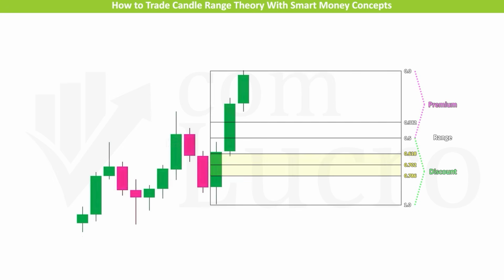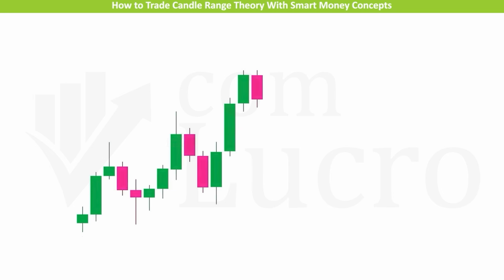From that point, we apply the CRT model only to bearish candles. Since the overall trend is bullish, we mark the high and low of each bearish candle and observe how the next candle reacts. If the next candle breaks below and closes outside the range, the setup becomes invalid and we move on. Then, we repeat the process with the next bearish candle.